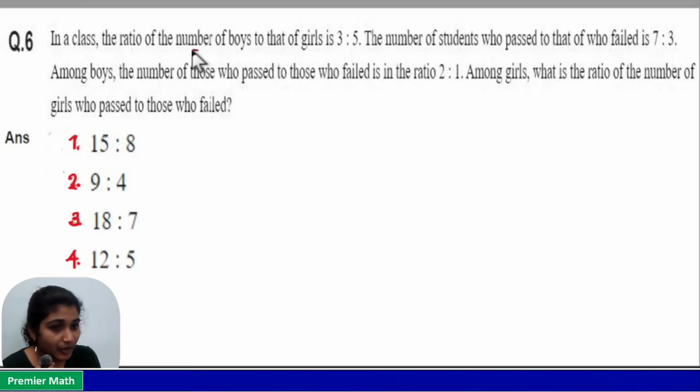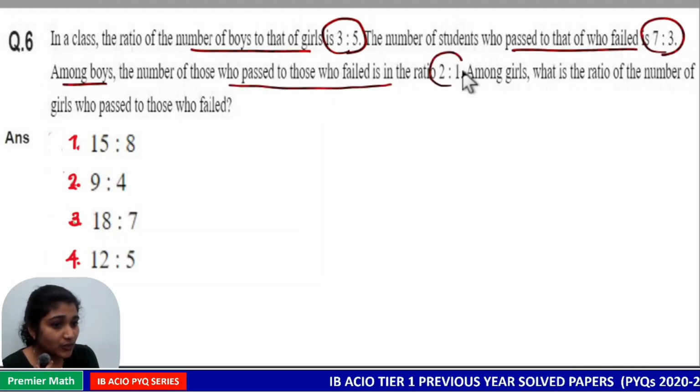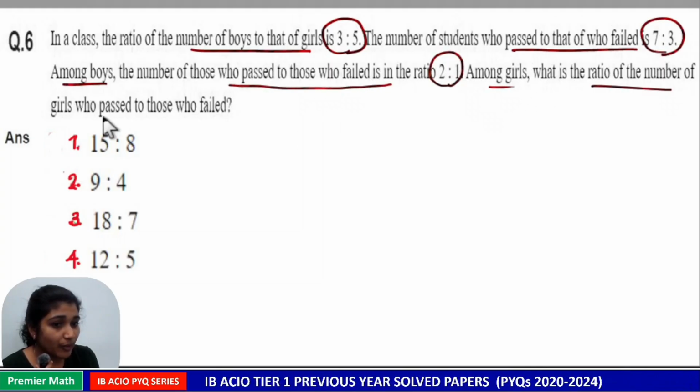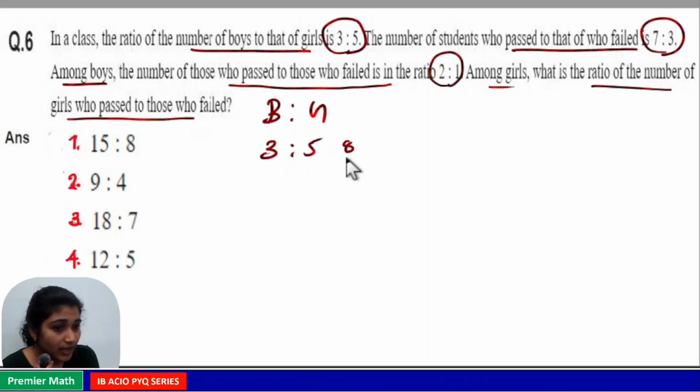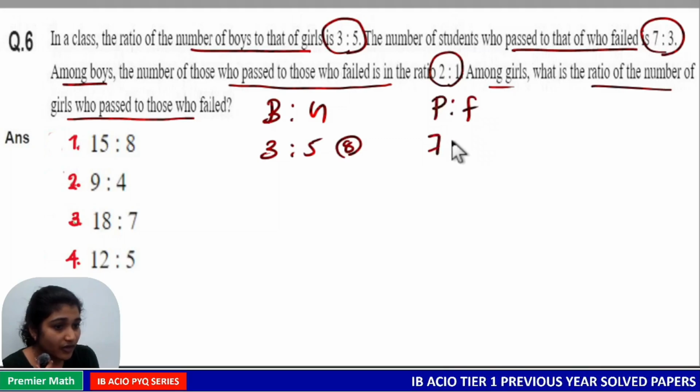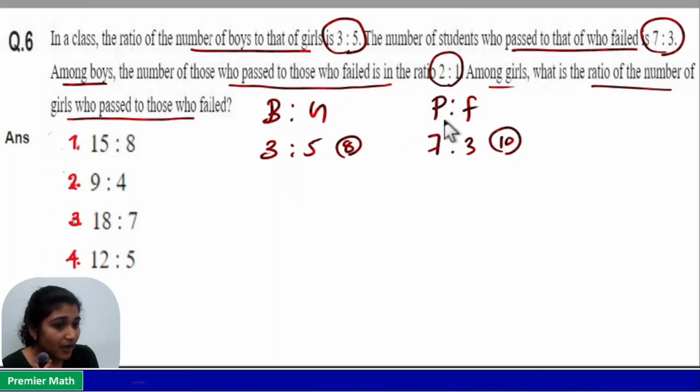In a class, the ratio of the number of boys to that of girls is 3 is to 5. The number of students who pass to that of failed is 7 is to 3. Among boys, the number of those who pass to those who failed is in the ratio 2 is to 1. Among girls, what is the ratio of the number of girls who pass to that of failed? Here, the boys to girls ratio is equal to 3 is to 5, total 8 parts. Now, the pass students to failed students ratio is 7 is to 3, total 10 parts. But we already know boys plus girls is the same as pass students plus failed students, yet here 8 parts is not equal to 10 parts.